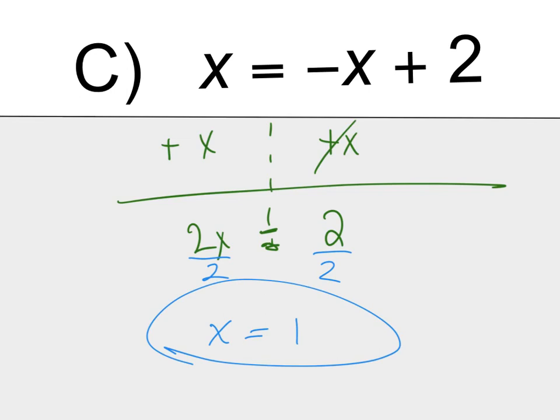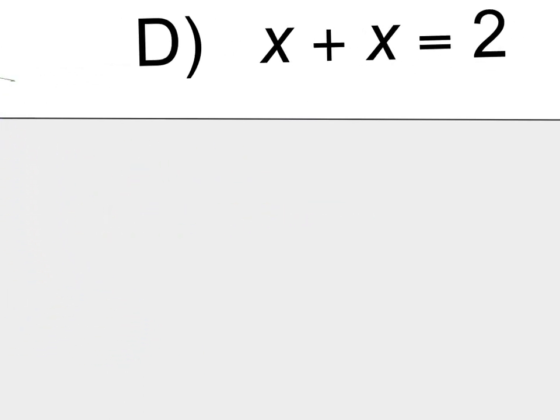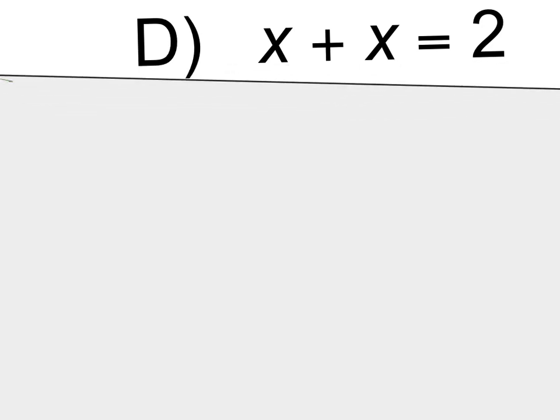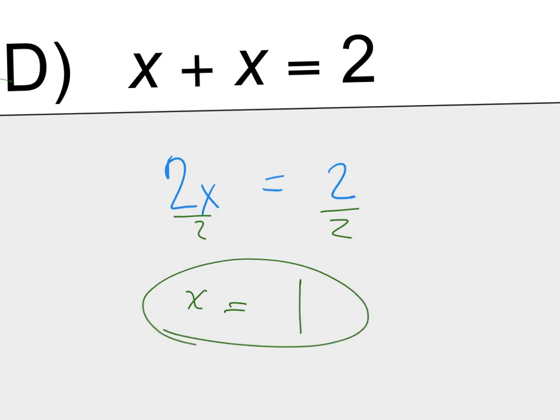So do not think that all of the questions you get are going to either be no solution or all reals. Some of them, as we've seen with most of them, you're going to get an actual solution. Here, there's one solution, x equals 1. And D, let's see what D looks like. Yeah, there we go. It's x plus x equals 2. So this is really 2x equals 2, because I combine x and x. Then I divide by 2, and I get x is equal to 1. I also got a solution.